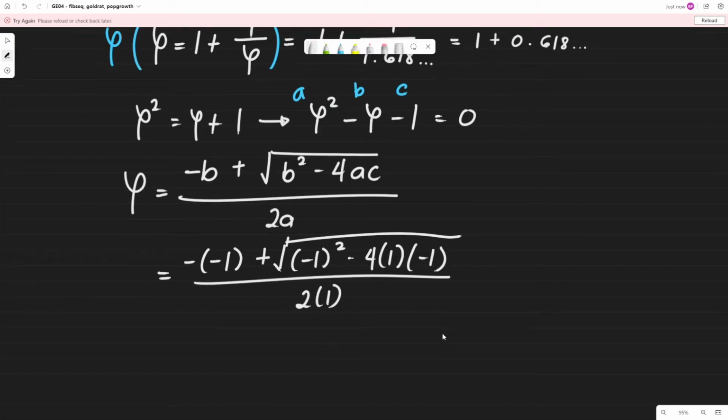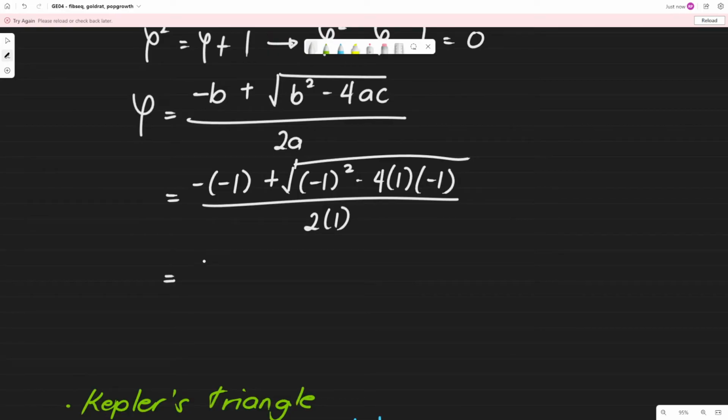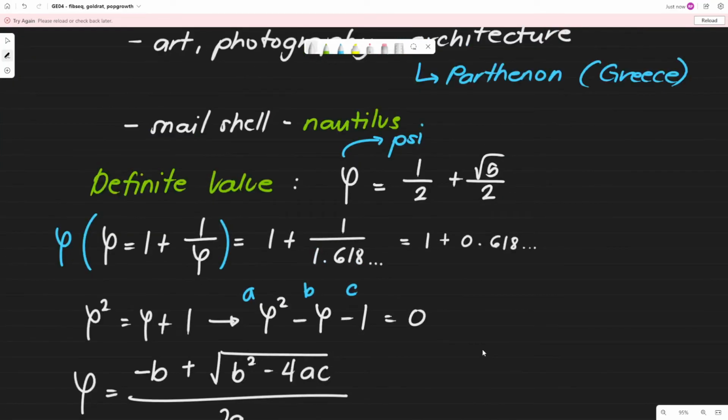So let's simplify. We have here negative 1 times negative 1, that is positive 1, plus square root ng negative 1 squared is 1. Then we have negative 4 times 1 times negative 1 is positive 4. So we have 1 plus 4, that is square root of 5 over 2. So this will give us 1/2 plus square root of 5 over 2. Doon galing yung definite value natin, which is equivalent to 1.618, approximately. Okay, so that's it for the golden ratio.